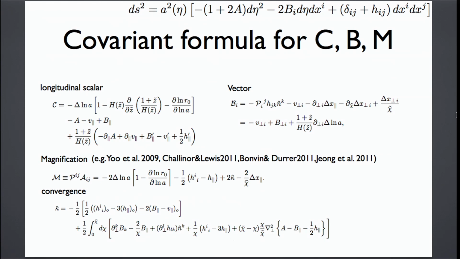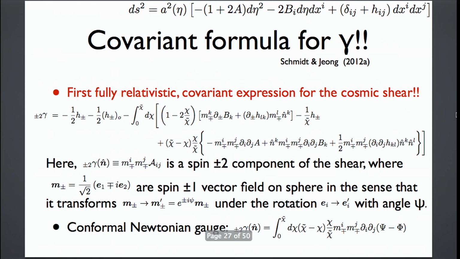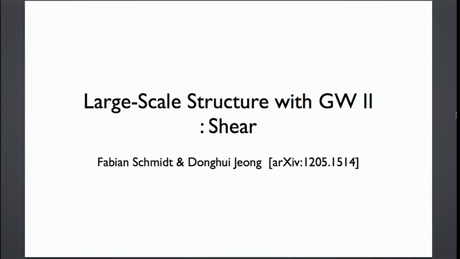So we have this complete, coherent, covariant expression of the C and B and A, and also we have this covariant formula for the shape distortion, the spin 2 shape distortion on the sky, if you have general metric perturbation A and B and Hij. So that was not there before, and then we have to do it. And that's just the formalism that I want to show you before I go to the effect of gravitational wave. I'll skip this slide, and then I'll talk about the gravitational wave effect on shear.